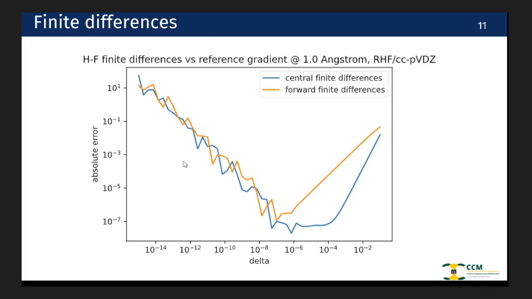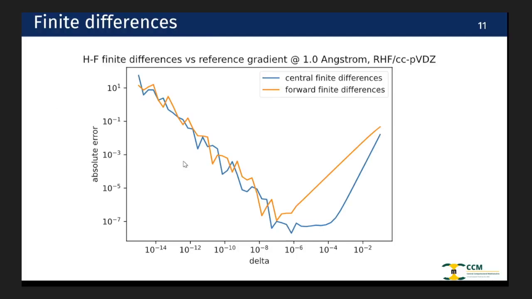This is what this would look like for a quantum chemistry problem. Delta is the displacement, so the distance between the 2 points at which you evaluate, and this is the absolute error of your derivative. You will produce this quantity. What you see is that if you make the displacement very small, then the error is large. And if your displacement is large, your error increases again.